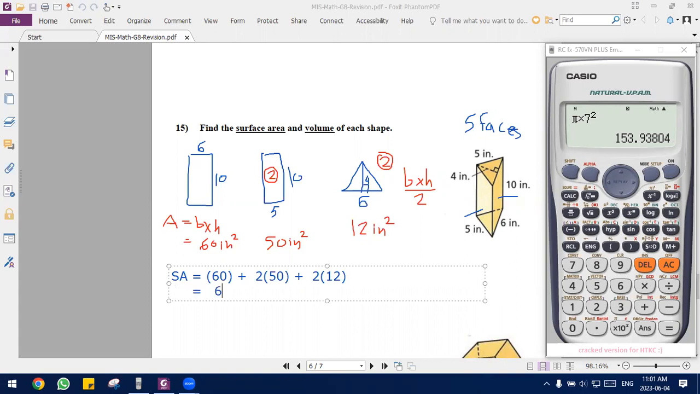Now you add them. 60 plus. So you do multiplication first. 2 times 50 is 100. Plus 2 times 12 is 24. You can add them or you can use a calculator. 184. Unit: inches. Remember, I'm finding the area, so it's inches squared. Now let me take a little bit up.